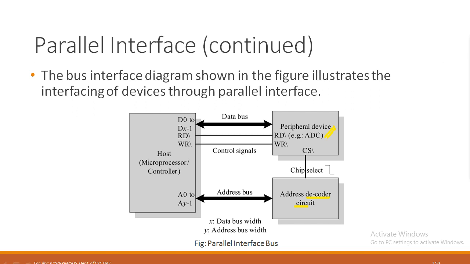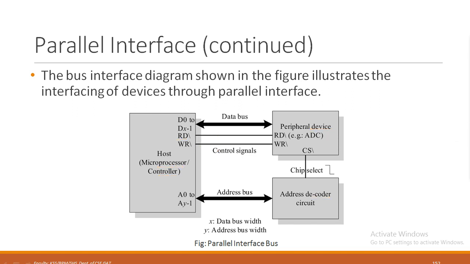The processor or the controller can read or write to the device by asserting the corresponding control line. So once this device becomes active, the processor or controller can read and write to the device by asserting the corresponding control line. So you have two control lines, read and write.